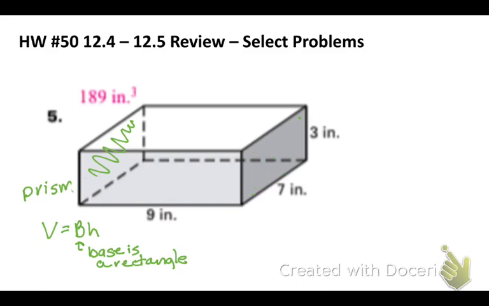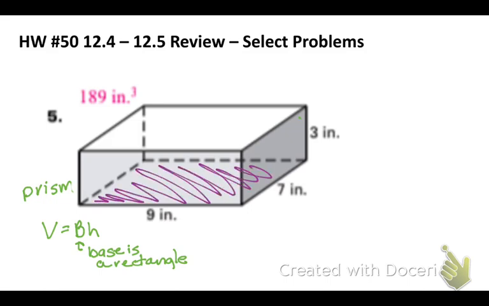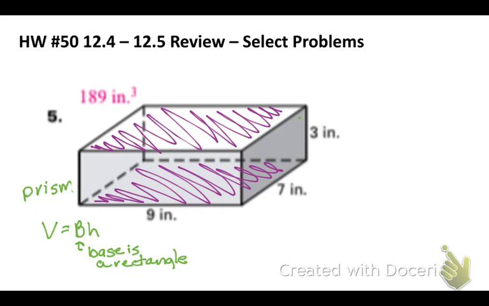Another choice for base could be this bottom one here, the bottom face there, and the top one. So the bottom could be your base, and then this top one is its opposite base that is congruent. So you could use this larger rectangle down here as your base if you wanted to. It's your choice.